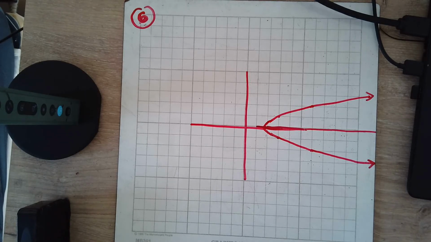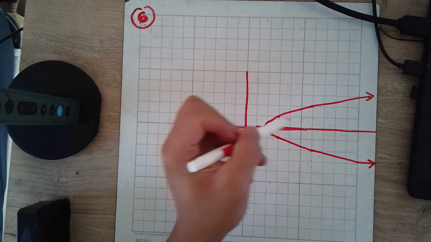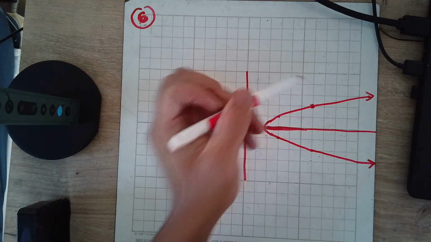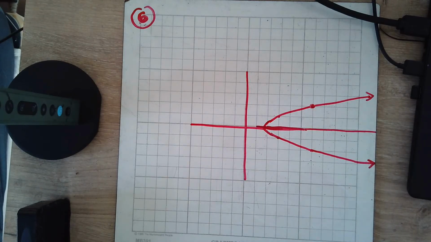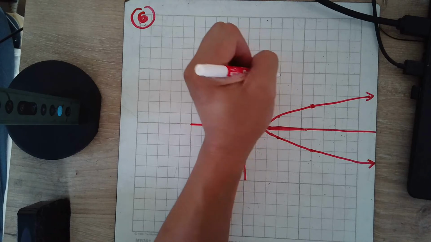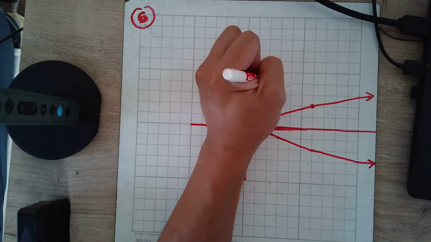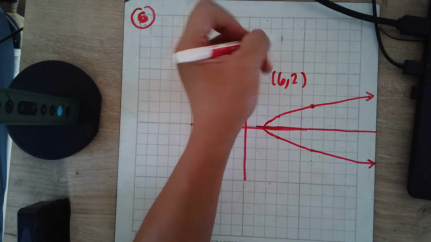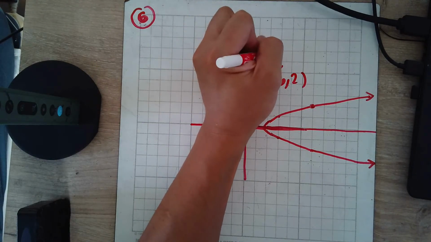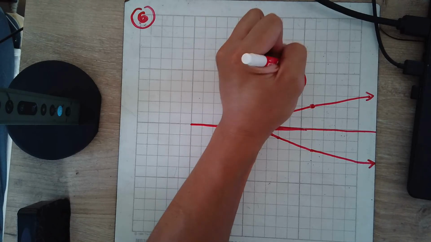But anyways, number 6. So when we think of coordinate points, we think of inputs and outputs. Let's say my coordinate was maybe 6, 2. 6, 2 would be right here. I go to the right 6 and I go up 2. So I know that my input is 6 and my output would be 2. Let me just write that. That's my input and my output.